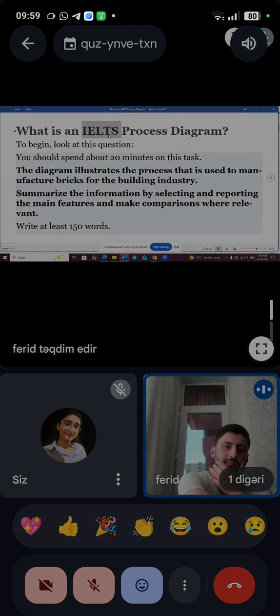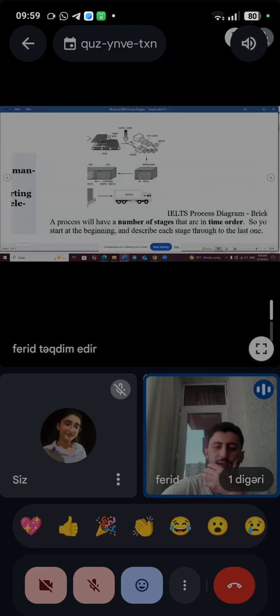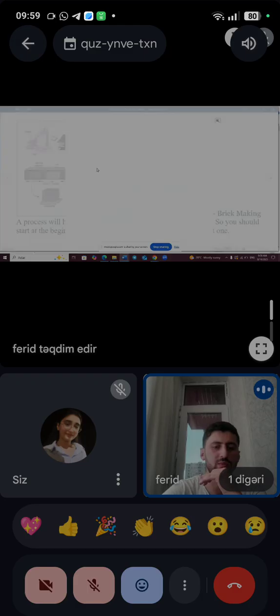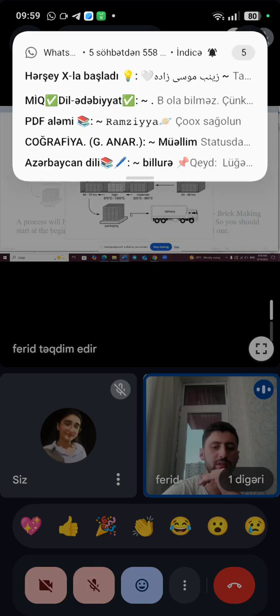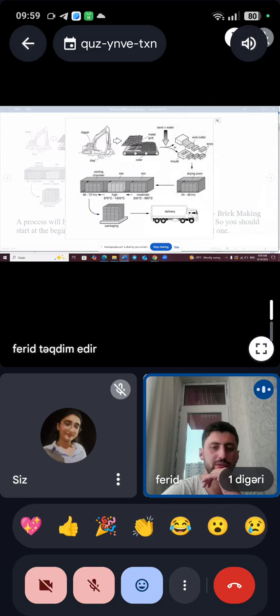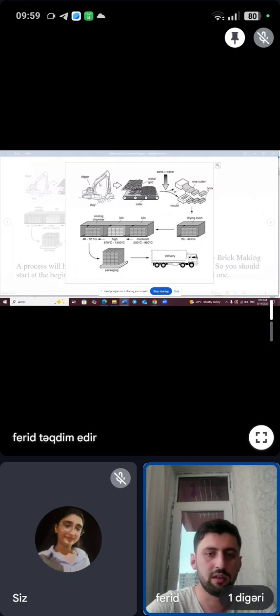IELTS process diagram. How to write this diagram process. Firstly, you should take into consideration that you may be given such types of pictures, and if you want to describe the picture, first you should understand whether it's a natural process or manufacturing process. Diagram questions are divided into two parts: manufacturing process and natural process.